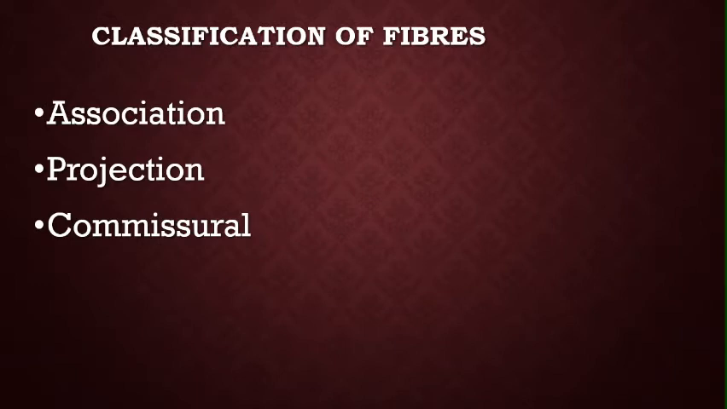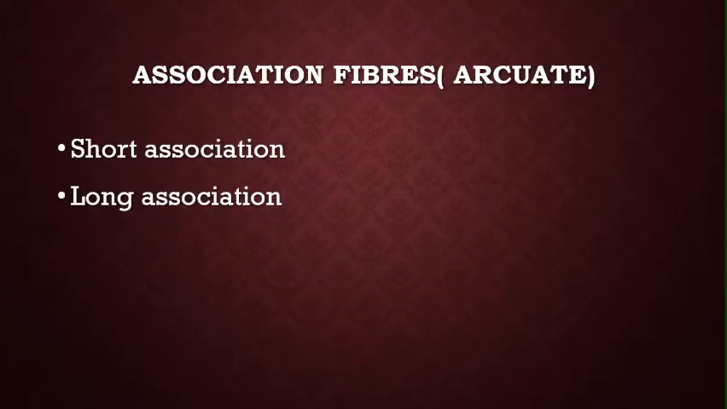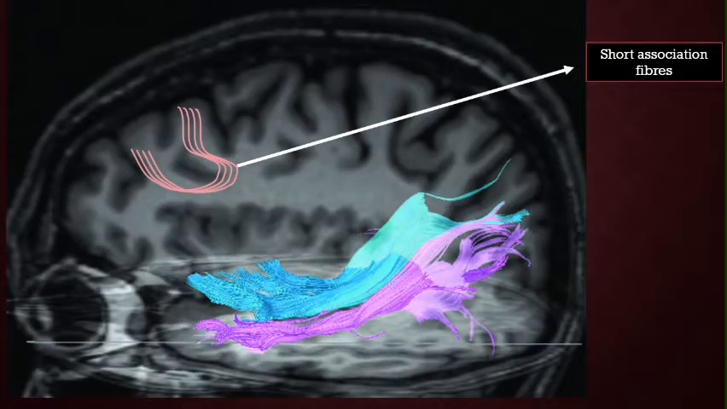Then coming to the classification of the nerve fibers of the white matter, there are three different types: association fibers, projection fibers, and commissural fibers. You can remember the mnemonic APC. Coming to the association fibers, there are two different types: short association fibers and long association fibers. What do you mean by short association fibers? The short association fibers connect two adjacent gyri of the same cerebral hemisphere.